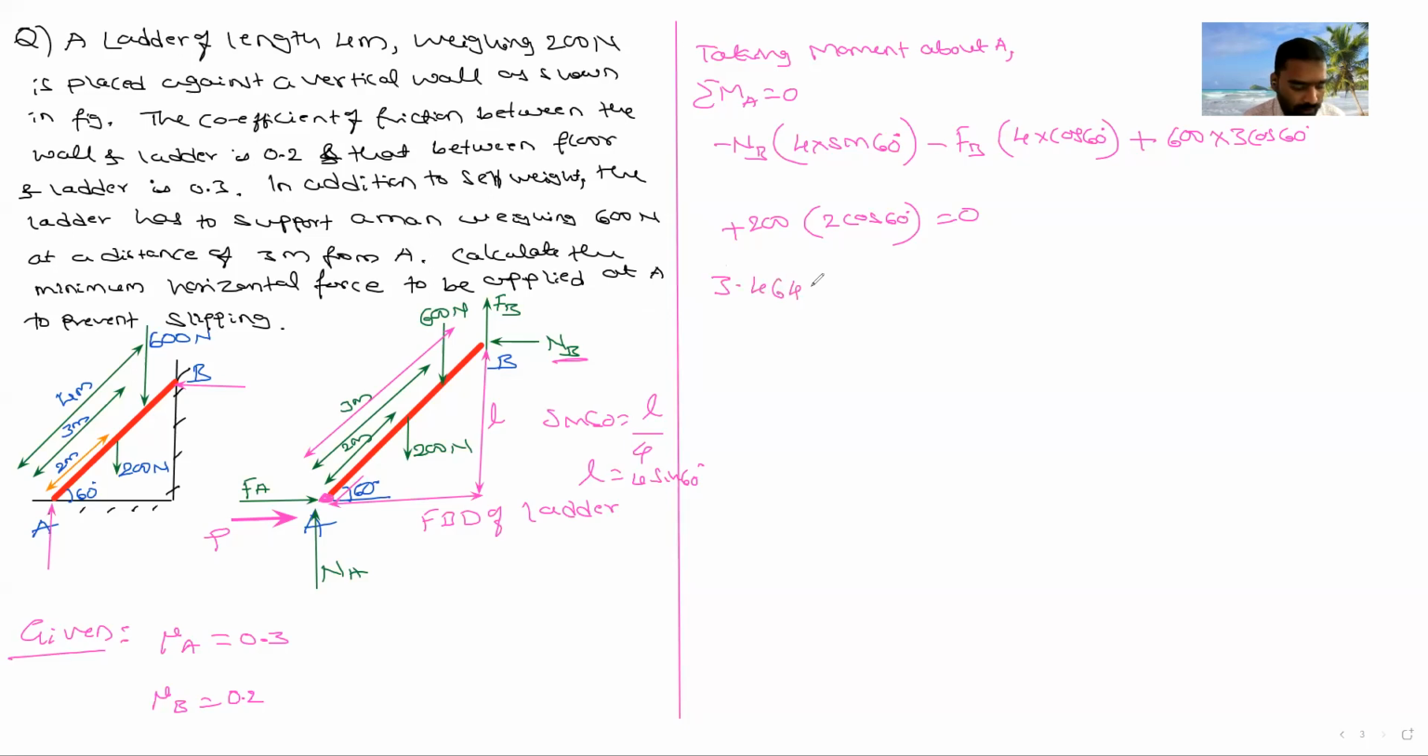3.464 NB plus, cos 60 is 1 by 2, into 4, that is 2 times FB. I will transfer the minus to the other side. So when you calculate this, you will get 1100. So I will take this as equation number 1.